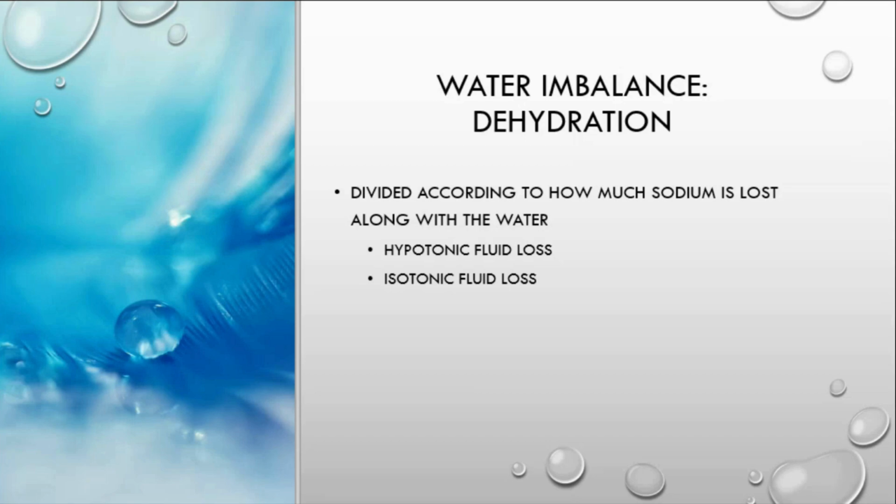So first we have water imbalances. So the first one is dehydration. And so a nice way to think about this is in terms of if you're losing fluid, so if you're losing water and sodium, or if you're losing water and you're not losing sodium along with the water. So you can have hypotonic fluid loss or isotonic fluid loss.